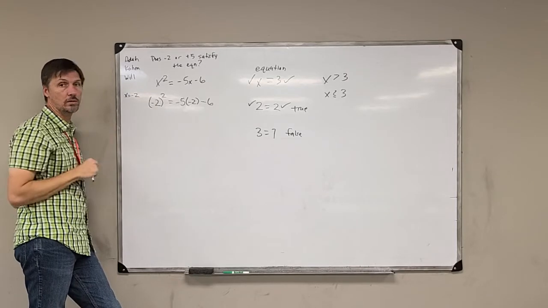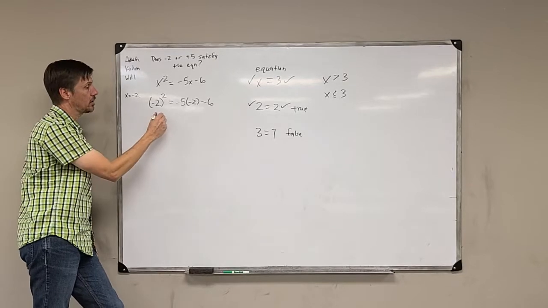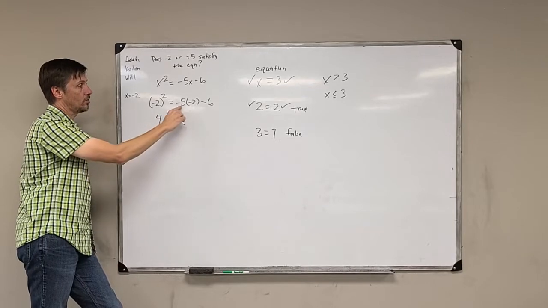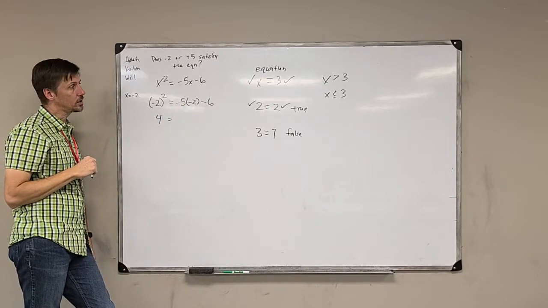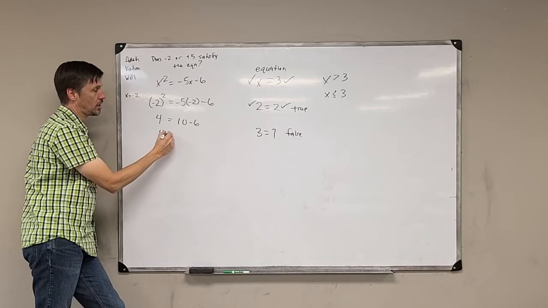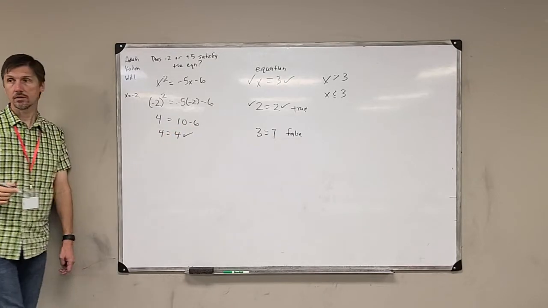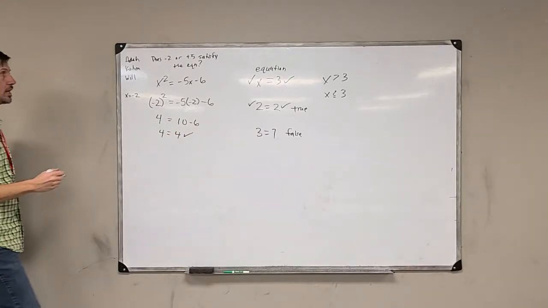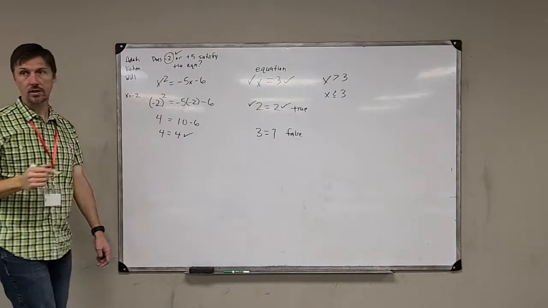What's (-2) squared? It's +4, that's right. And then on this side, what's -5 times -2? It's +10, that's right. So 10 minus 6. So then I have 4 equals, what's 10 minus 6? 4. So I have a true statement. You guys see that? So then we can say that -2 does satisfy the equation.